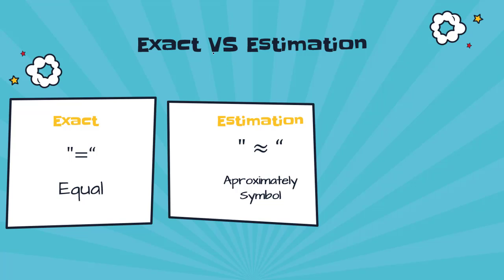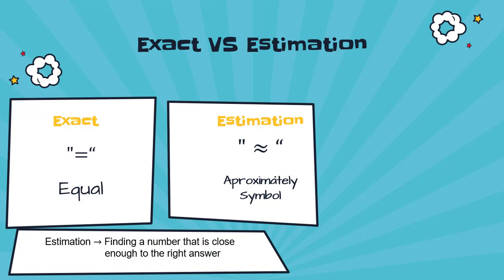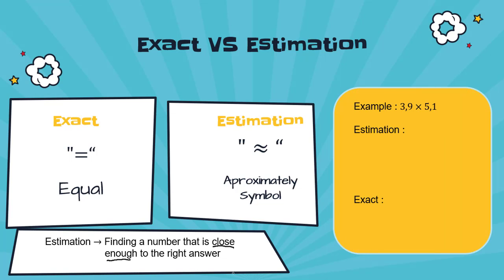So this is exact versus estimation. In exact, we can use the equal symbol, and in estimation, we can use the approximately symbol. So basically, estimation is finding a number that is close enough to the right answer. So that's not a real number, that's just close enough for the number.